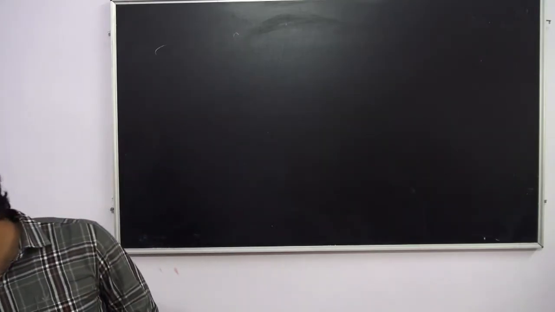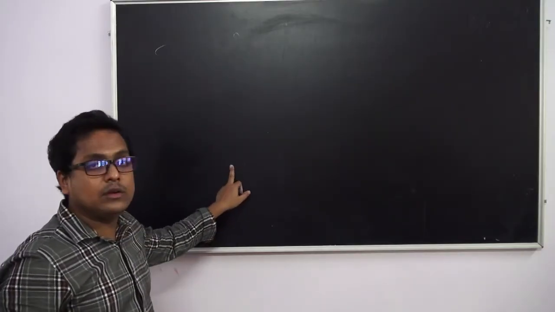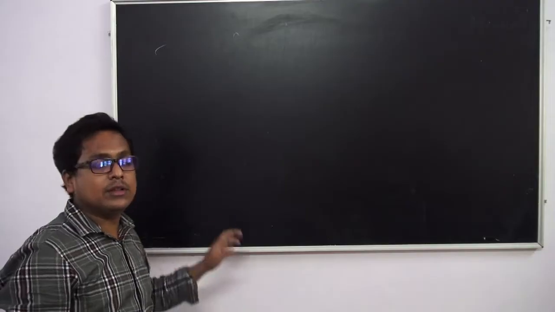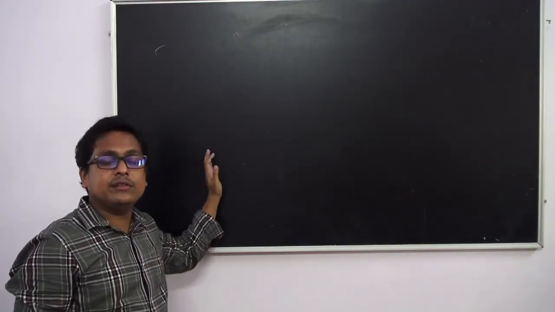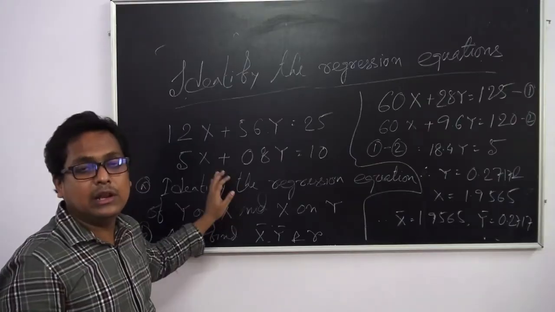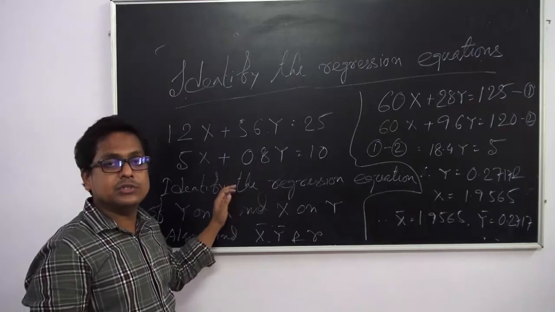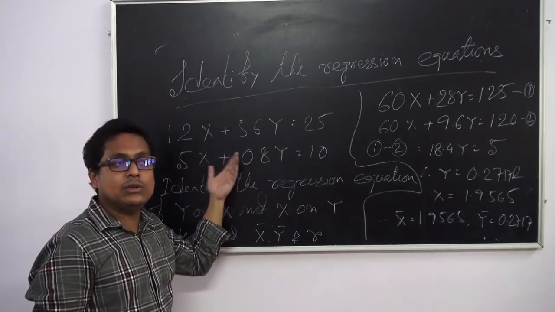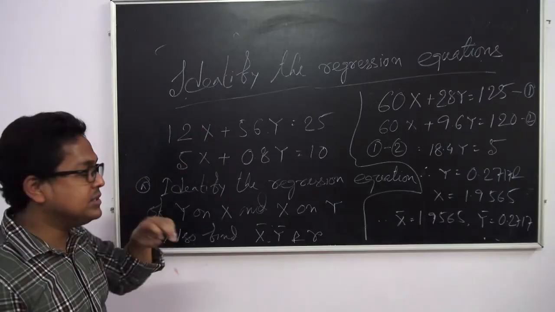One property is also there. You have to remember that the values of the correlation coefficient will lie from minus infinity to plus infinity. Now, see. We have to identify the two regression equations, which one is y on x and which one is x on y. That means identify the regression equation.